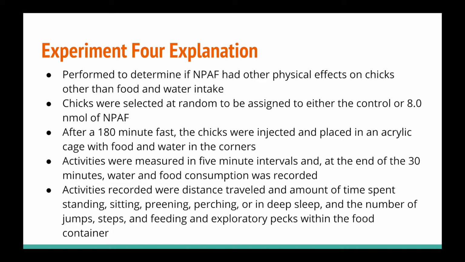NPAF was used in all of these experiments, but what if it had other effects on the chicks besides hunger and thirst? This is what the 4th experiment was aimed to explain. Chicks that were used in this experiment were randomly selected to be assigned to either control or 8.0 nanomoles of NPAF. After a 180-minute fast by the chicks, they were injected and placed into an acrylic cage with food and water in opposite corners. The chicks were observed from 3 different angles for 30 minutes.